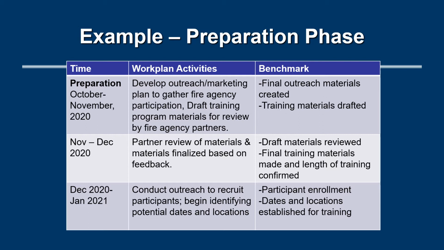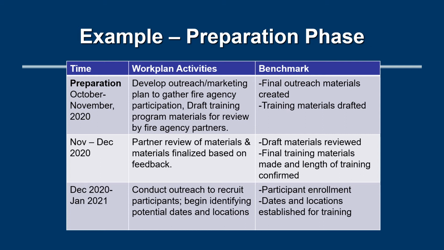Under work plan activities, it says develop outreach/marketing plan to gather fire agency participation and draft training program materials for review by fire agency partners. Under benchmark, the first row says final outreach materials created and training program materials drafted. In the second row, under time, it says November through December 2020.